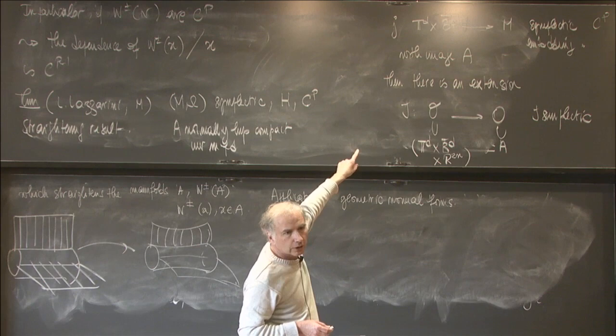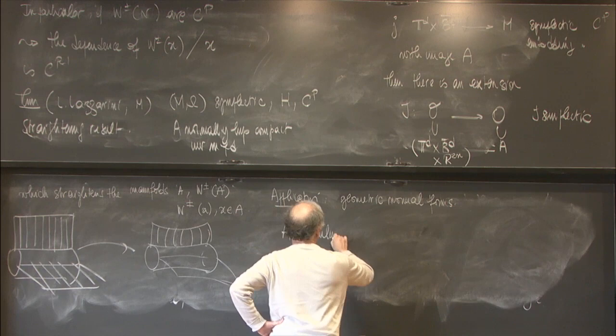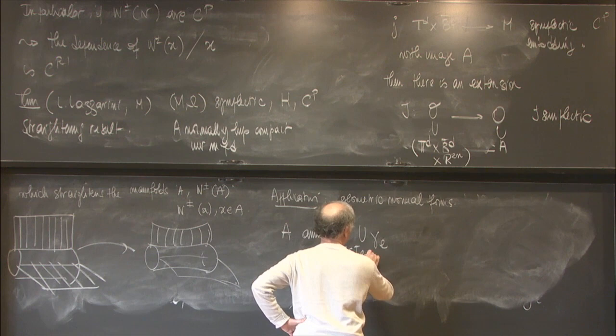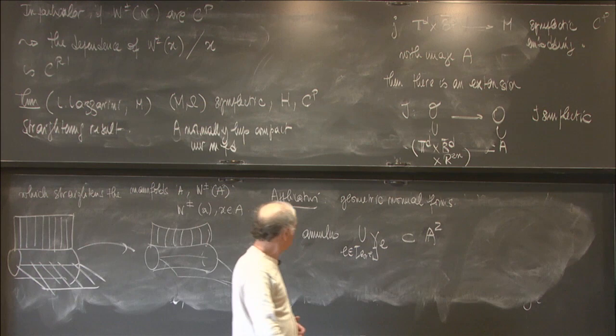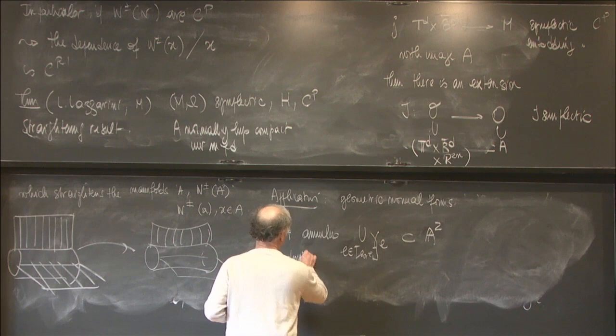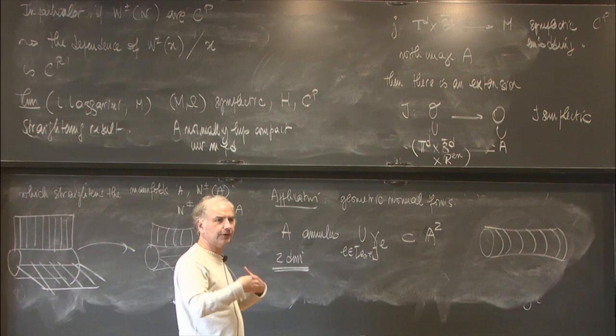And the first application is take the first annulus A, the union of gamma_E, E in E0, E1, for the classical system on the four-dimensional annulus. Consider this one. Okay, this is a two-dimensional annulus. And what is it? It's the union of periodic orbits. So the flow on it is completely integrable.